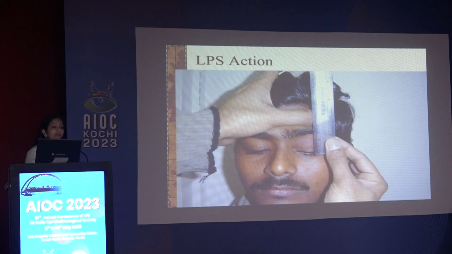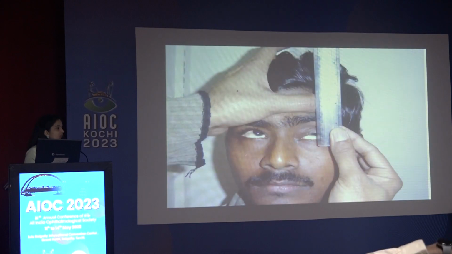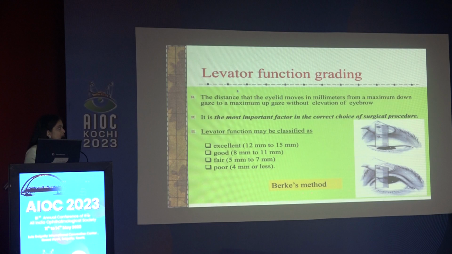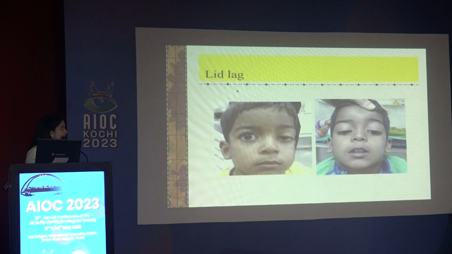To measure the LPS function, you ask the patient to look down, take a ruler, and ask the patient to look up. The excursion of the eyelid from maximum down gaze to maximum up gaze signifies the amount of LPS action. You can grade it into poor, fair and good. Poor LPS action is less than 4 millimeters, fair is 5 to 7 millimeters, and good is 8 or above.